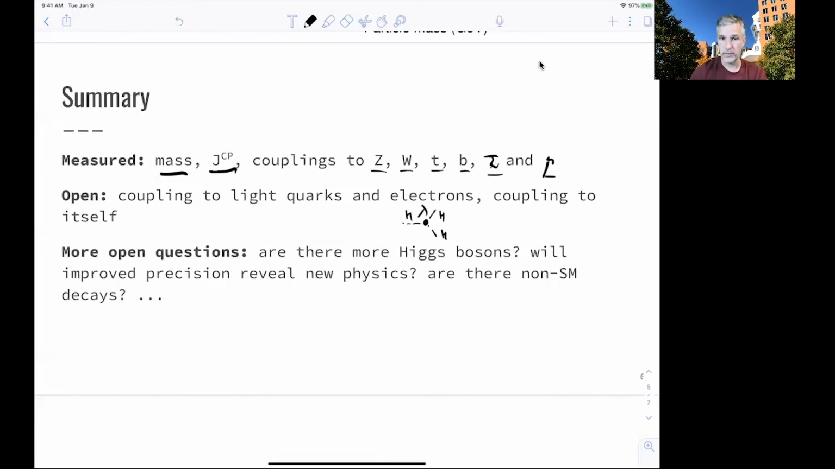But there's more open questions. Maybe there's more than one Higgs boson. The Higgs, adding one doublet to the standard model with this potential, is one possible solution to the problem of generating mass. But you could have very well added 2 or n or triplets or more complicated things. And so the question is, are those maybe realized in nature or not?